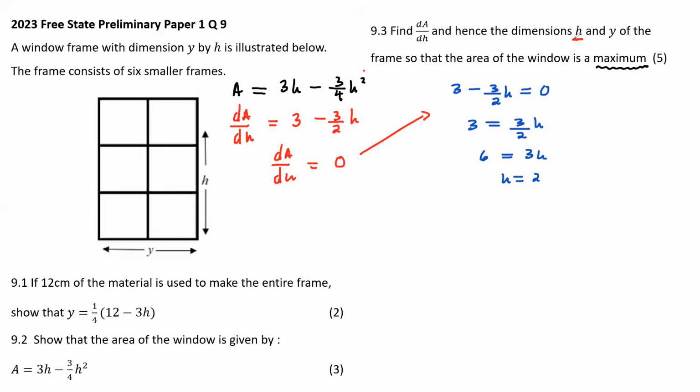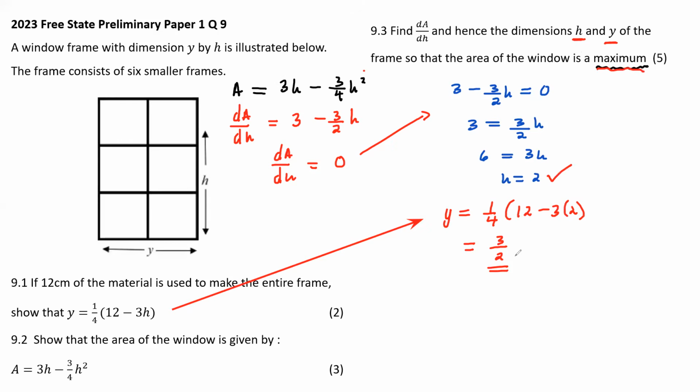But they said find the dimensions of h and y. At least I know what h is. Then from the first question, we also know that y can be written as a quarter of 12 minus 3h, but the h is 2. I want to find y now. And when you do your maths, the value of y is 3 over 2. So the area will be a maximum only when the value of h is 2 and ultimately the value of y is 3 over 2.